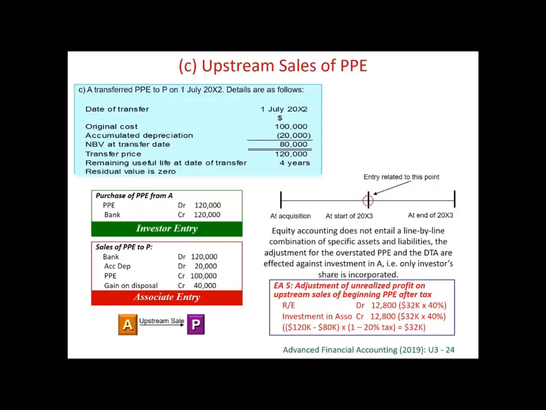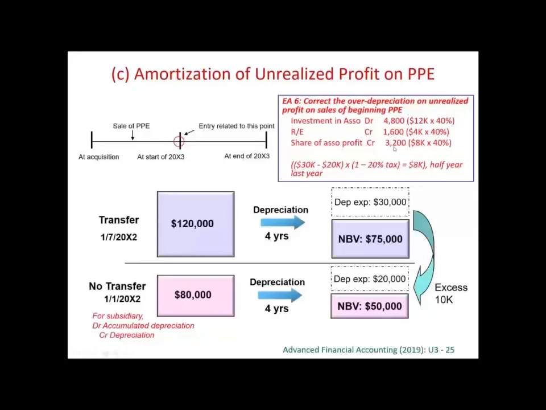But this 12,800 will be gradually amortized throughout the remaining useful life. The remaining useful life is 4 years. Therefore, this 12,800 will be gradually realized throughout the 4 years. That means every year 3,200. This is how we calculate 3,200 as well. Either way, right, both will give you the same result. 3,200 is simply 12,800 divided by 4, being the remaining useful life.